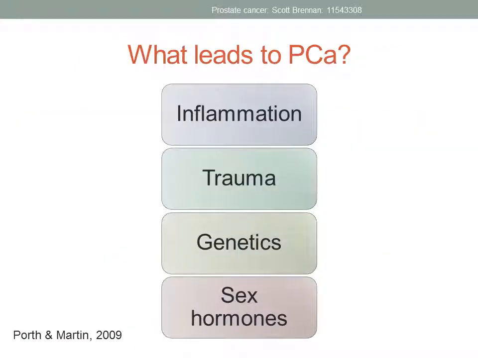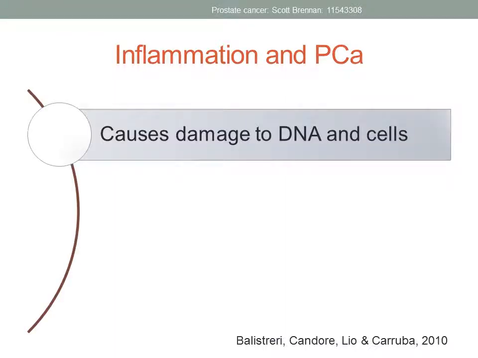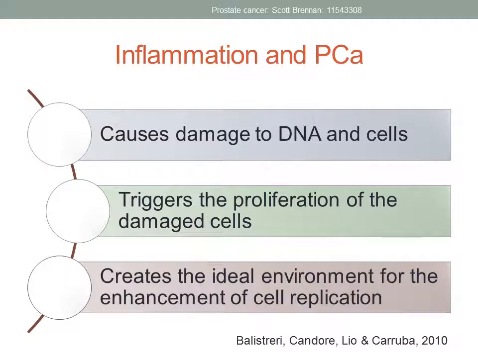The cause of prostate cancer is quite complex and still poorly understood. However, it is believed to stem from some type of chronic inflammation, trauma, genetics, or sex hormone influence. It has been well documented that chronic inflammation leads to a number of human cancers, including prostate cancer. Chronic inflammation seems to affect the pathogenesis of cancer by causing damage to the DNA in cells, triggering the proliferation of these damaged cells, and creating an ideal environment which enhances cell replication.